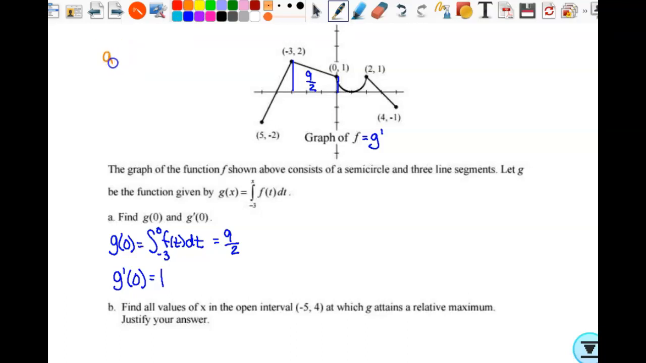So we found that g of 0 is 9/2, right? And we found that g prime of 0 is equal to 1. What would g double prime of 0 be? I'll think about that while I go get my tea. How do you think we're going to find that?